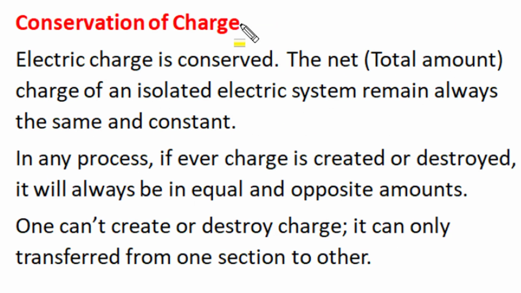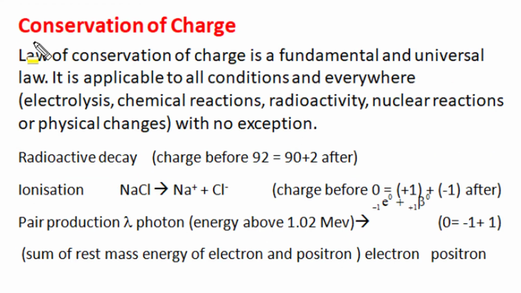Another important and fundamental property of charge is conservation of charge. Electric charge is conserved. That means the net or total amount of charge in an isolated electric system is always constant and remains the same. In other words, in any process, if charge is created or destroyed, it will always be in equal and opposite amounts. That means an equal amount of positive charge and negative charge is created or destroyed together. One can't create or destroy charge. It can only be transferred from one part to another. Conservation of charge is a fundamental and universal property.